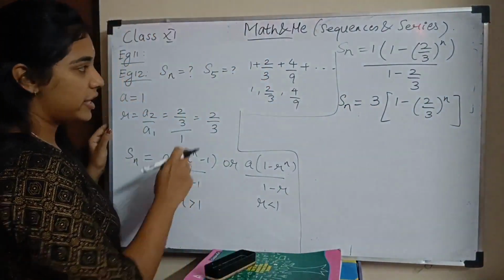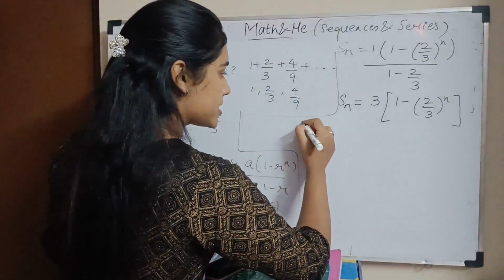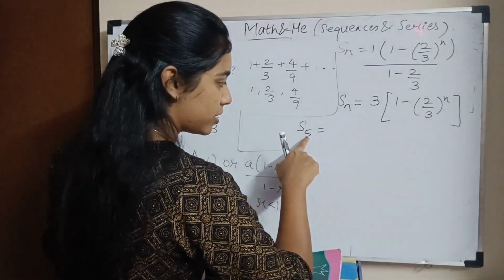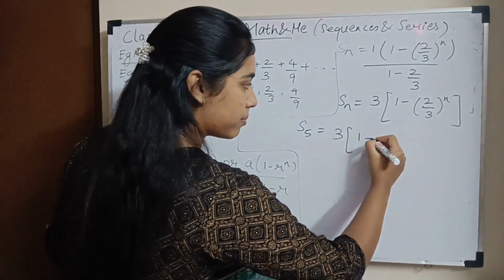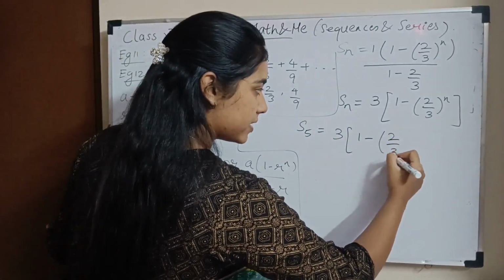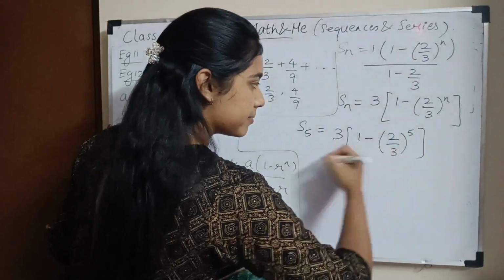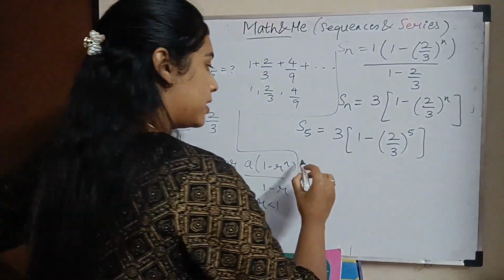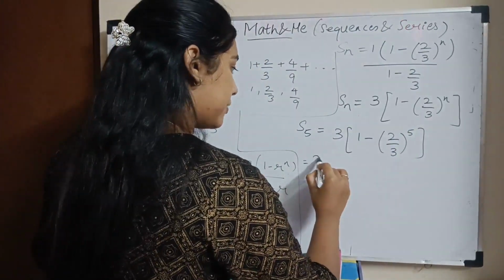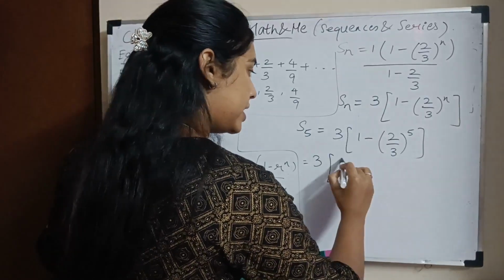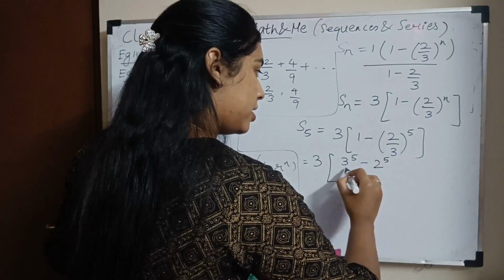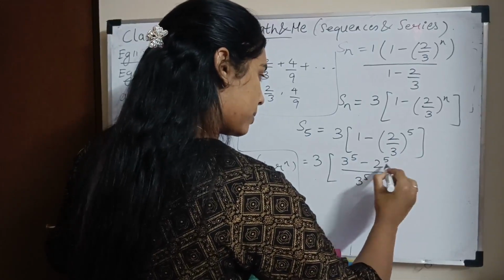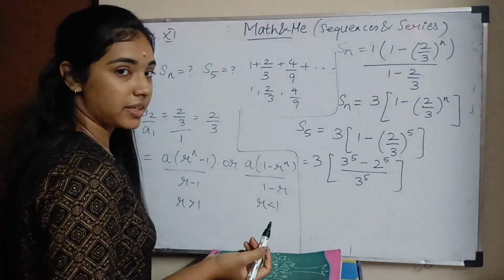So now I need to find S5. So what is S5? I'll substitute 5 wherever I see an n. So I have 3 times 1 minus 2 by 3 to the power 5. So let me simplify further. I have 3 times 3 to the power 5 minus 2 to the power 5 divided by 3 to the power 5. I have taken the LCM. Okay.